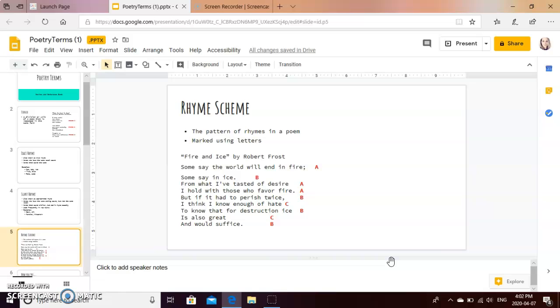Maybe as I read this poem to you, you can listen and see if you can understand why the rhyme scheme of it is the way it's labeled. It's called Fire and Ice by Robert Frost.